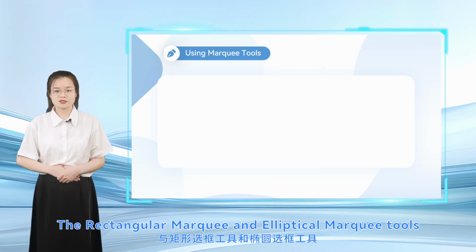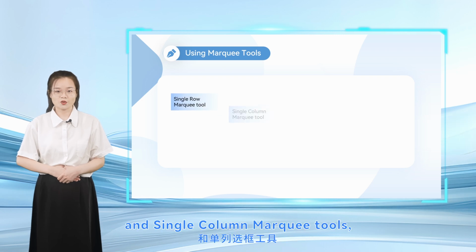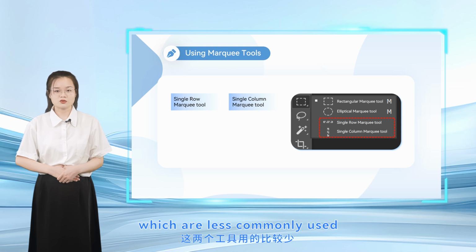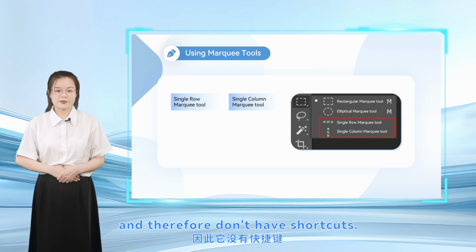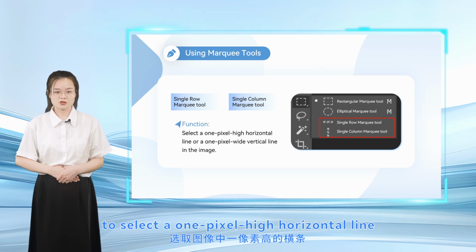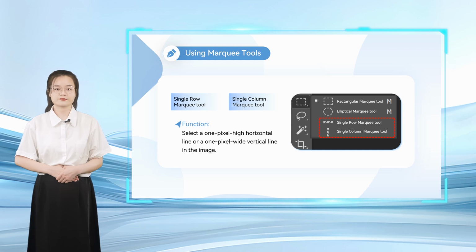The rectangular Marquee and elliptical Marquee tools are grouped with the single row and single column Marquee tools, which are less commonly used and therefore don't have shortcuts. These tools are used to select a 1 pixel high horizontal line or a 1 pixel wide vertical line in the image.